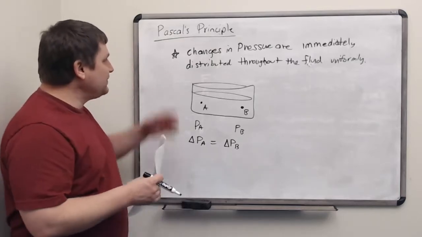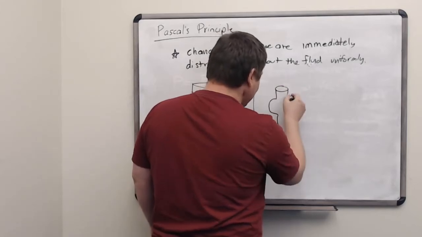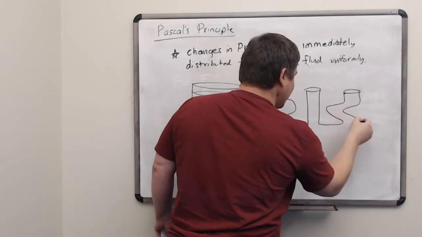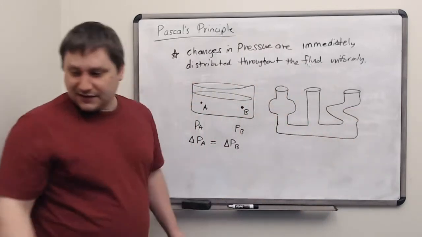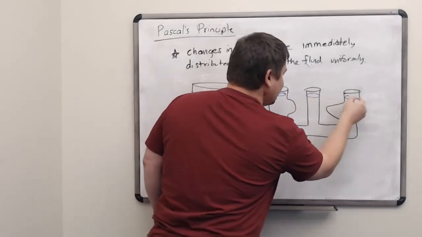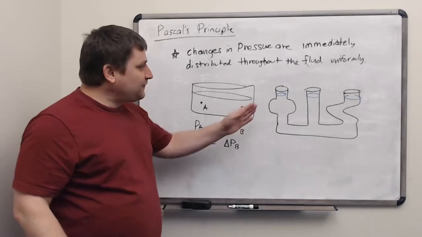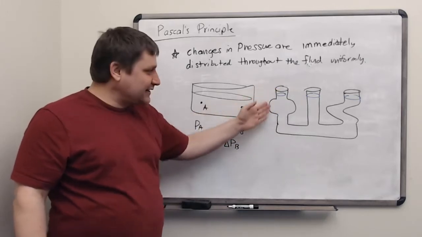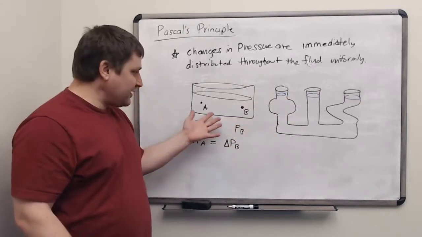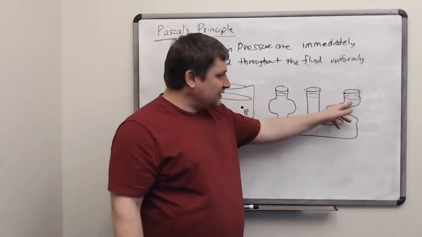And the way that Pascal knew that this was a good principle is he had a neat set of glassware. I'll just try to draw a version of it here. You can probably look up a better picture than what I can draw, but this was a set of vases that were all connected on the bottom, and they're called Pascal's vases. Even though the vases or test tubes can have wildly different shapes, if any water is added to one of the openings at the top, all of the other levels of water move up or down in unison. So it doesn't matter what shape the fluid is, how weird of a container it's in, changing the pressure at one point will immediately change the pressure at all other points.